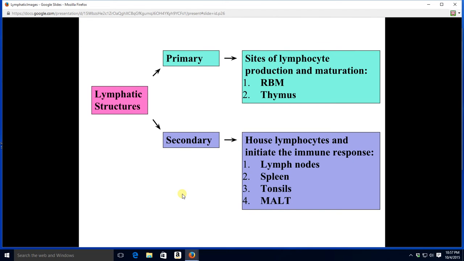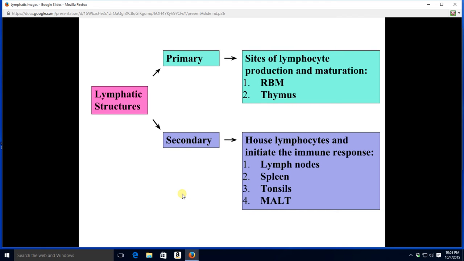All right, so as we talk about lymphatic structures, we got to sort of classify them based on where or what type of lymphocyte activity occurred. Okay, so we're going to designate some lymphatic things as being primary lymphatic structures. All right, that means they are sites of lymphocyte production or maturation. And two places qualify as primary lymphatic structures. They are the red bone marrow and the thymus.